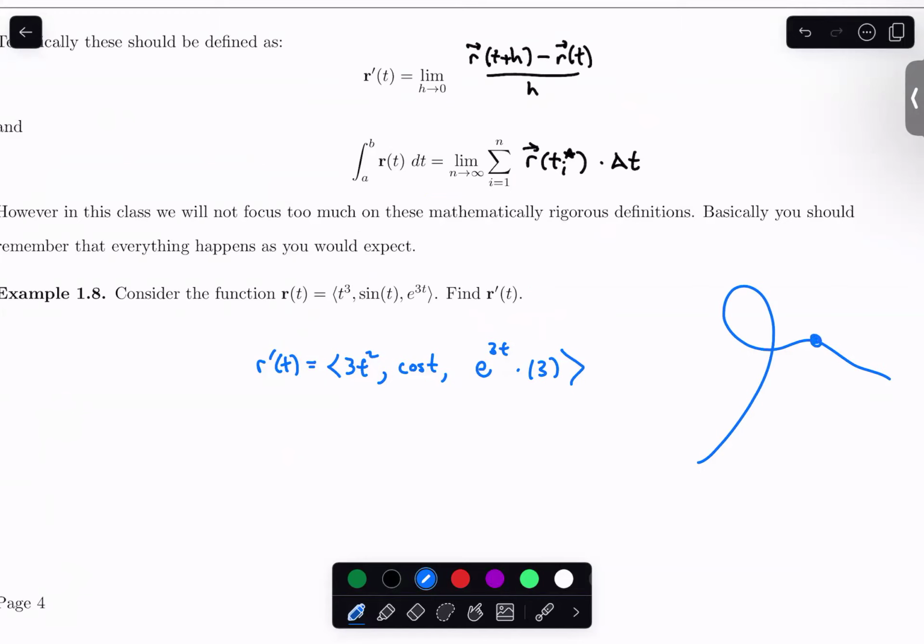Now, slope's a little bit of a strange thing in 3 dimensions. When we were doing this with lines, instead of slope, we talked about a direction vector. So this will be akin to a direction vector. What direction is the curve heading at that point? So that's what the derivative is going to be.